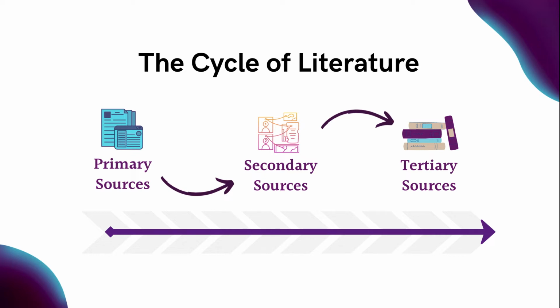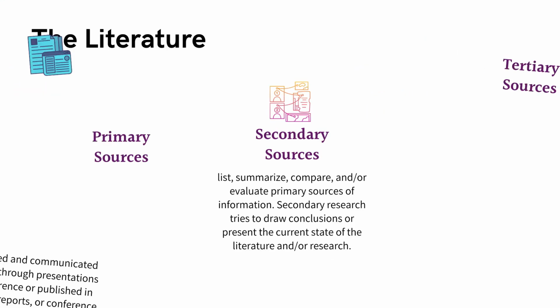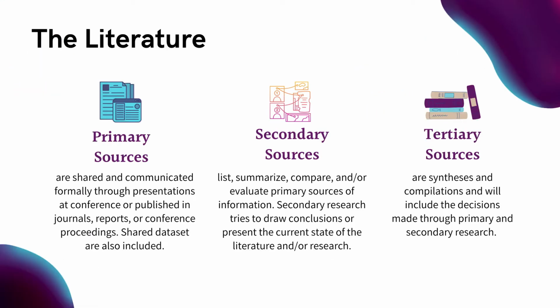Finally, once the evidence gathered becomes strong enough, the information in these primary and secondary sources can be summarized into encyclopedias and reference books. These are tertiary sources of information. Again, these are the three forms of literature you will encounter when doing research.